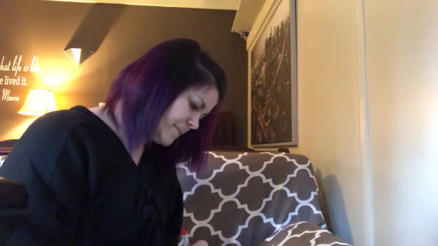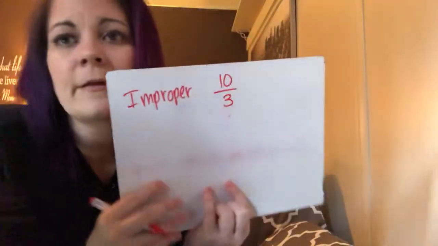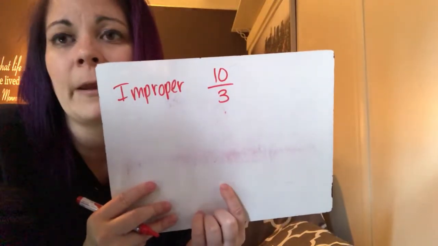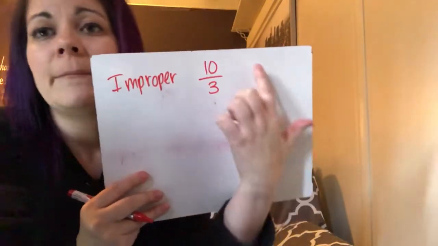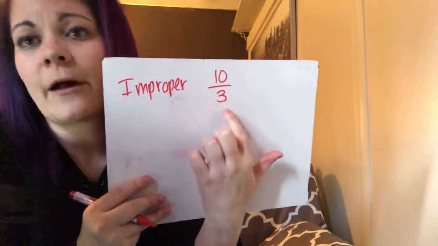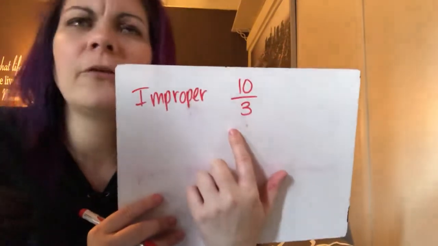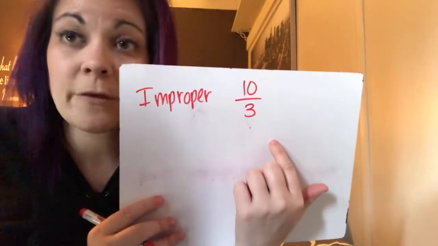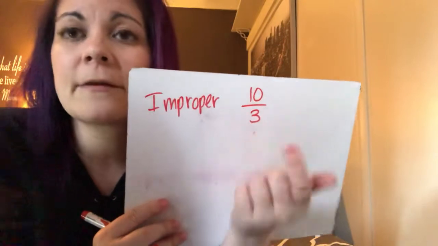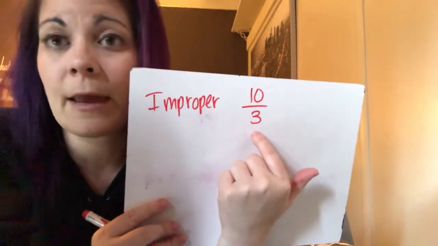Now let's talk about improper fractions. An improper fraction means that the numerator is greater than the denominator. So like 10/3. So this is improper. Improper, I-M-P-R-O-P-E-R. Improper means the numerator is greater than the denominator. So it means that it's more than 1, okay? It could be more than 2, more than 3, but we definitely know it's more than 1 because there's 10 parts and the whole is only 3 parts, okay?